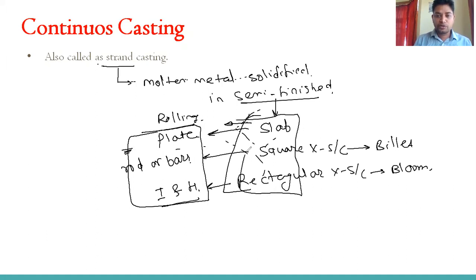And these are basically the semi-finished products. So these products we are getting through the casting, and these products we are getting through the rolling. So in continuation with the casting we are applying the rolling operation, and that's why we are calling it continuous casting, or we are also calling it strand casting.